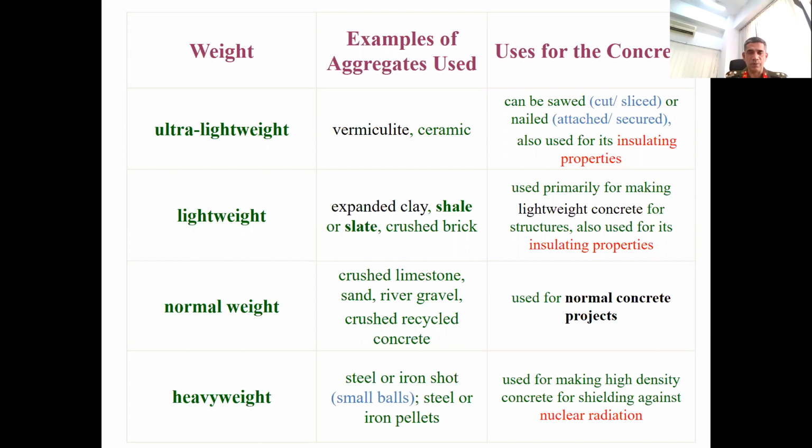Another one is heavyweight concrete. Actually, these are not stone chips. These are steel or iron shot, small balls, or steel or iron pellets. They are used for a special purpose, for making high density concrete for shielding against nuclear radiation. So if you want to make a room where the wall will be made of heavyweight concrete, there instead of normal stone chips with the cement, you will use steel balls, or the iron shot, and that will give shielding against nuclear radiation.